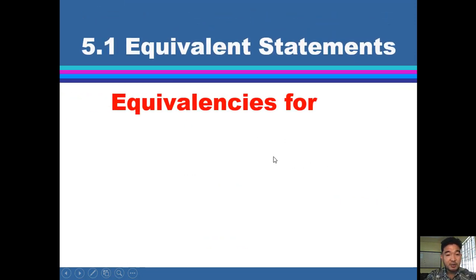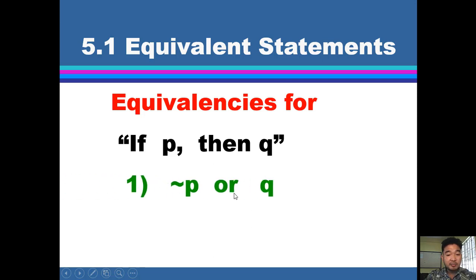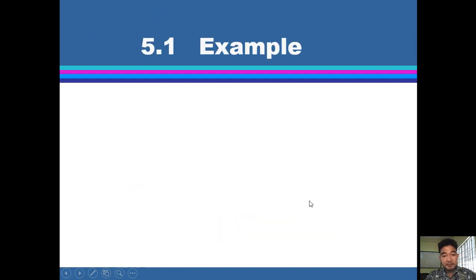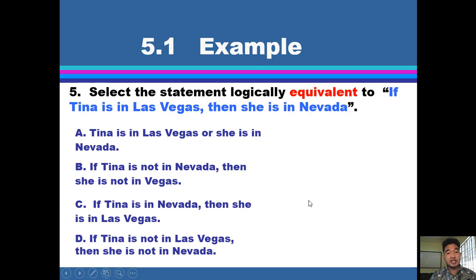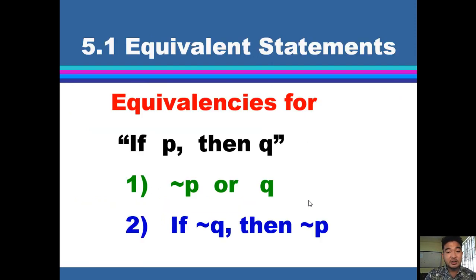Equivalent statements. Equivalences for if P then Q ay not P or Q. Then if not Q, then not P. Okay, so select the statement logically equivalent to "if Tina is in Las Vegas, then she is in Nevada." So take note of these equivalencies, no? If P, then Q, ang kanyang equivalencies ay number 1, not P or Q. Then for number 2, if not Q, then not P.